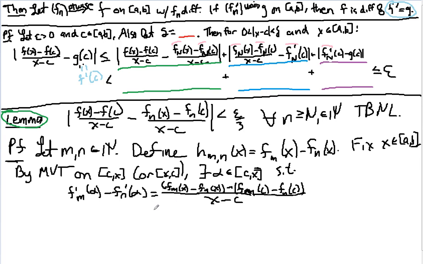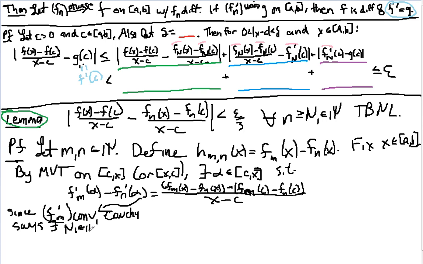Right? Now the great thing here is that these f primes converge uniformly to g. So since the fm primes converge uniformly, we can use the Cauchy criterion in particular. Cauchy says there exists an n1 belonging to N such that for all m and n bigger than or equal to n1, this is the n1 that I'm going to get from the theorem, I get a couple things.